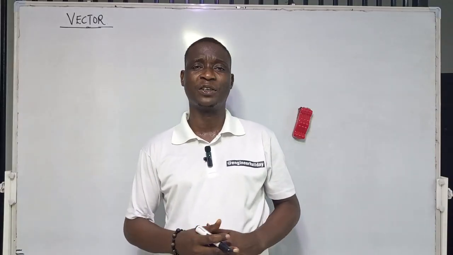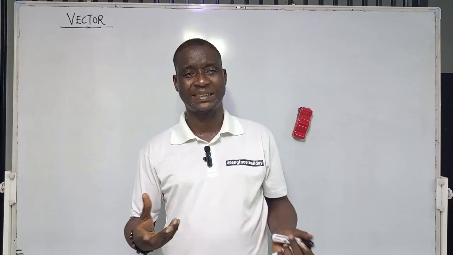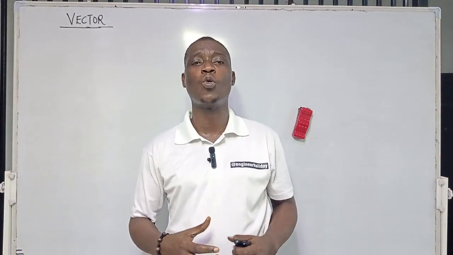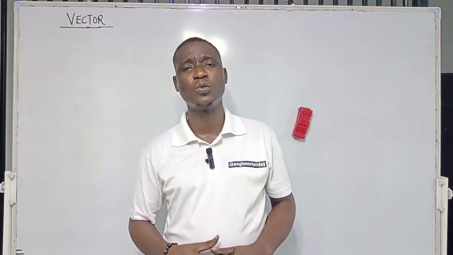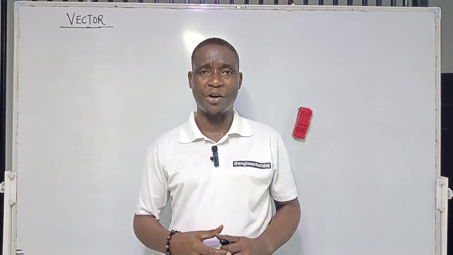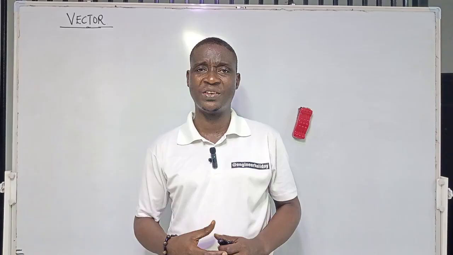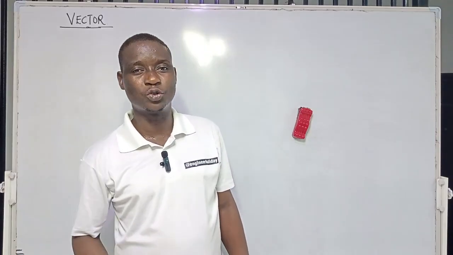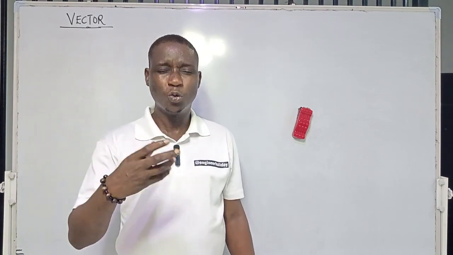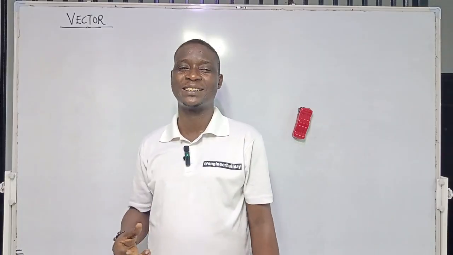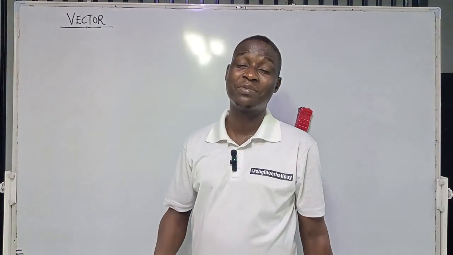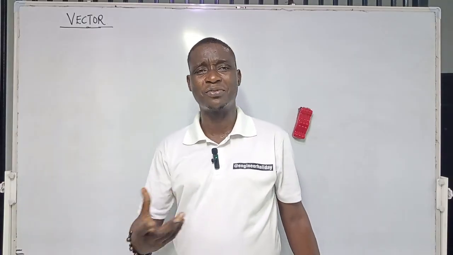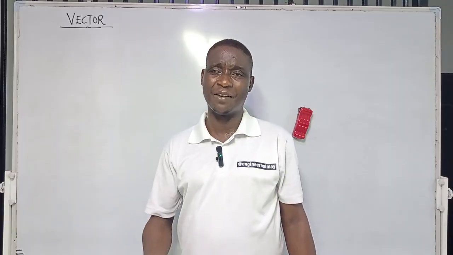Before we talk about vector, there is what we call scalar, and a scalar is a physical quantity that has only magnitude but no direction. In other words, a scalar quantity is a quantity that has magnitude but no direction. A good example of a scalar quantity is mass, time, temperature, volume. You can go and watch my video on examples of scalars and vector.